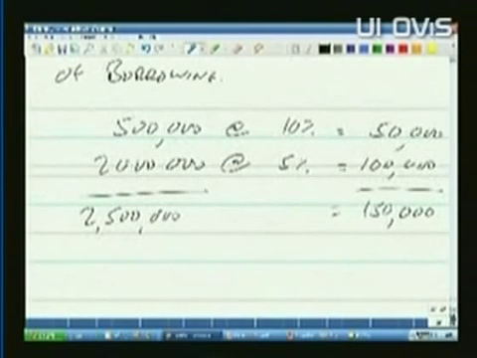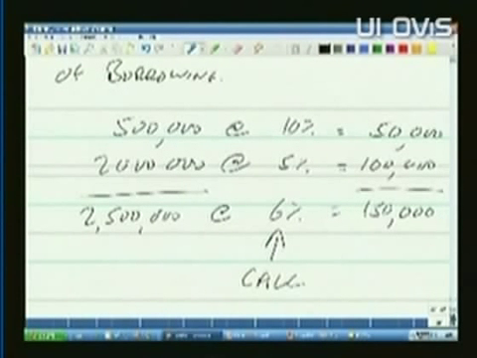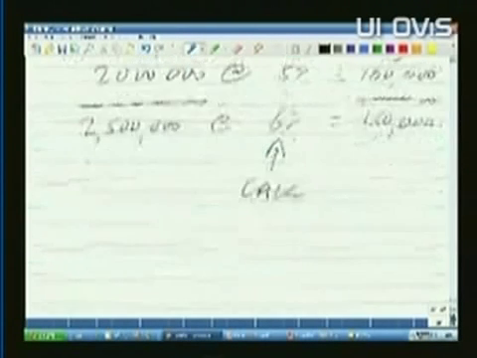Okay. Therefore, to work that out, 150,000 divided by 2,500,000 gives me an average of 6%. So what we're saying is I have borrowings here of 500,000 at 10%, 2 million at 5%. This together gives me a weighted average cost of borrowing of 6%. So I'm paying interest of 150,000 on borrowings totaling 2.5 million. I would now use that 6% to capitalise my borrowings.